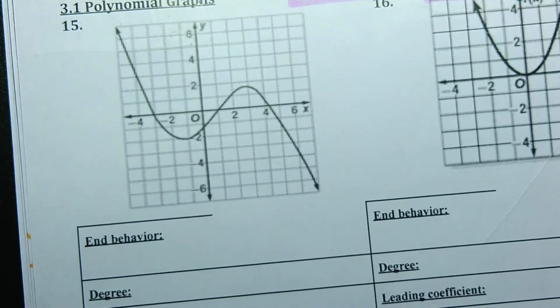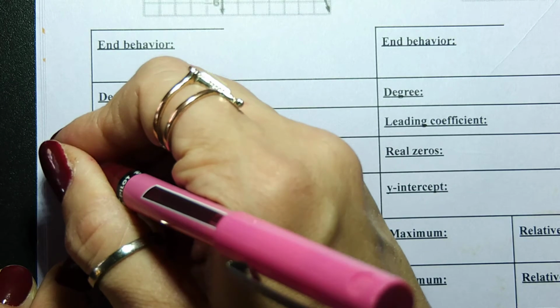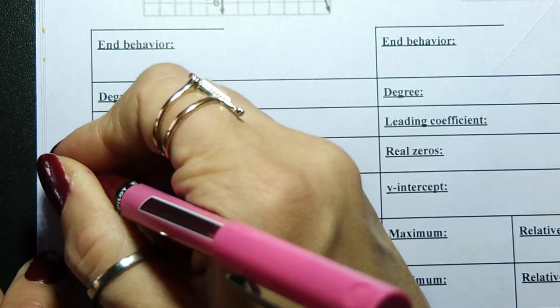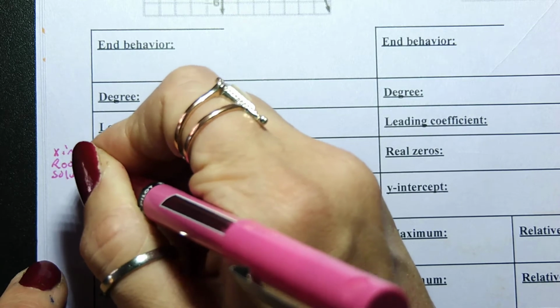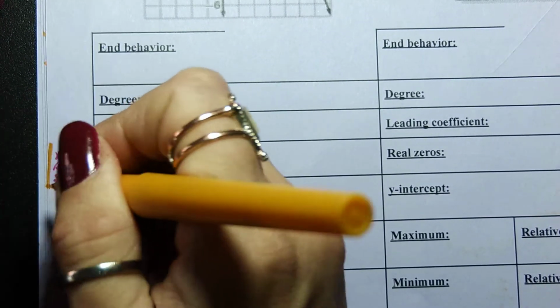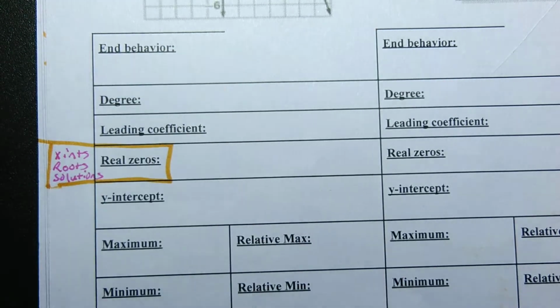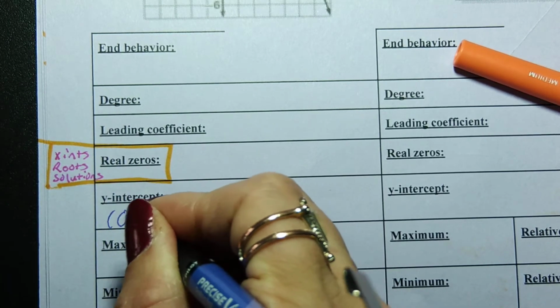The zeros, and I'm just going to make this note right down here on this chart. The real zeros are the x-intercepts, the roots, the solutions. All of those terms are synonymous with each other. So normally for these ones, we would state it as x equals something. And then the y-intercept, remember, is 0 and a number.